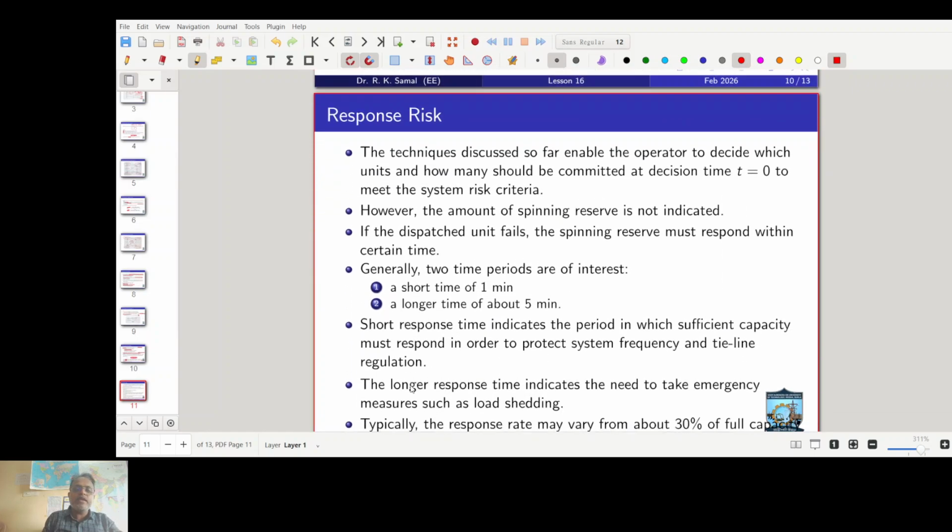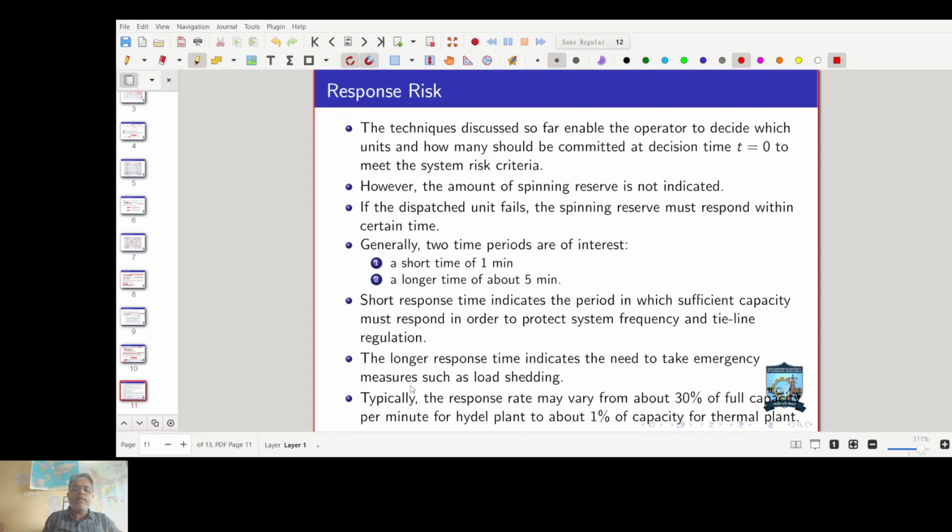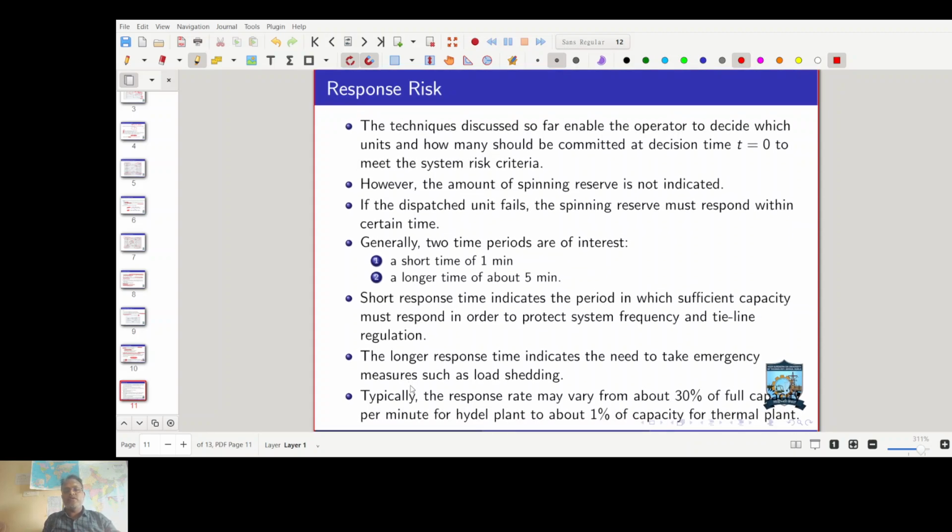So far we have seen unit commitment risks. Now we will have an overview of what is response risk. The techniques discussed so far enable the operator to decide which units and how many should be committed at decision time t equal to 0 to meet the system criteria before a lead time t. However, the amount of spinning reserve is not indicated. If the dispatched unit fails, the spinning reserve must respond within a certain time.